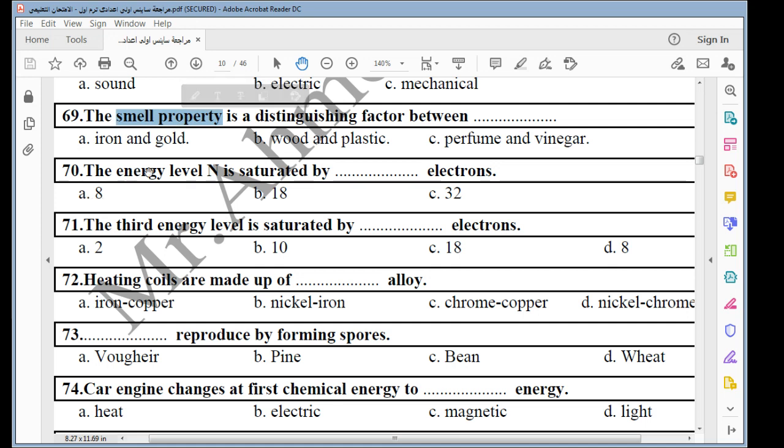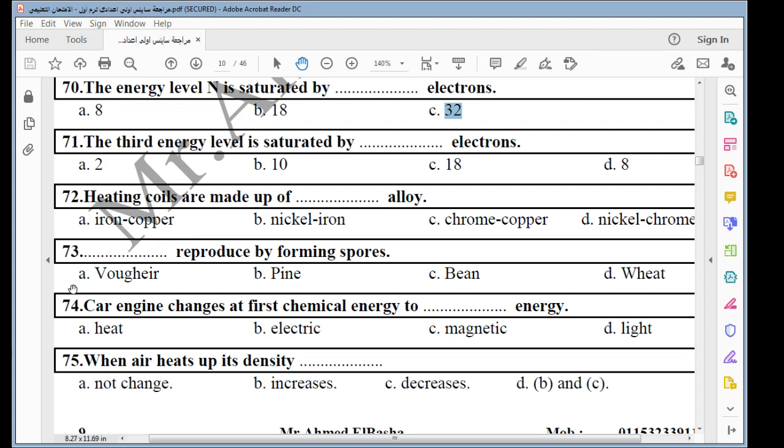70. The energy level is saturated by space electrons. Is it C or B? 18 or 32? Of course C, 32. 71. The third energy level is saturated by 18 electrons.